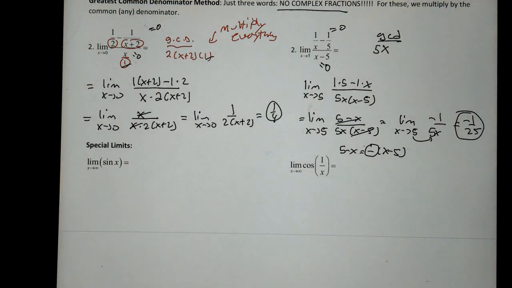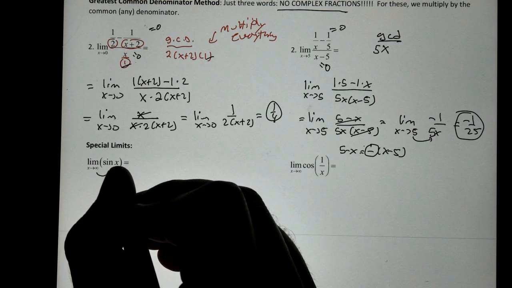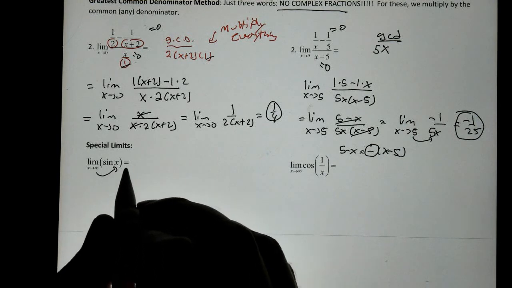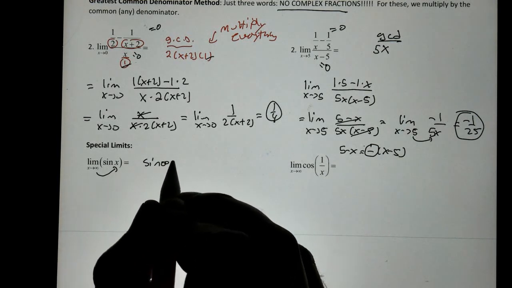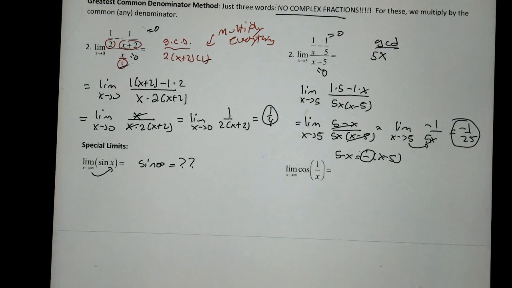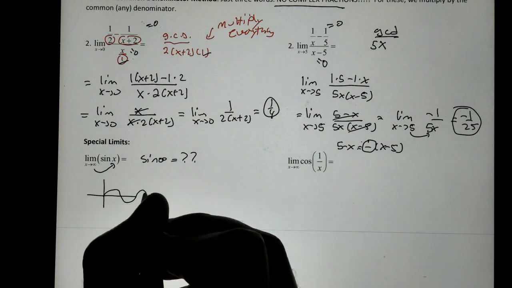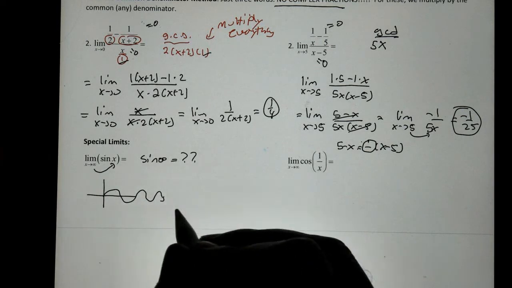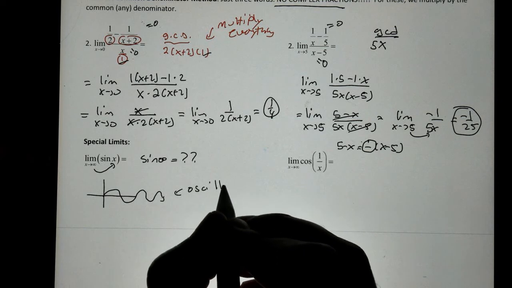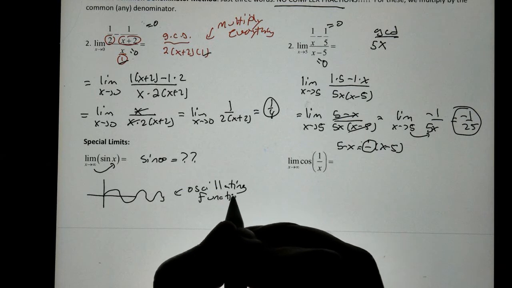The first one being the limit of sine of x as x goes to infinity. Well, when we think about this, if I try to put in sine of infinity, I get nothing. I don't know what that is. But when we think of what the graph looks like of sine of x, it goes like this. It just goes up and down forever. We call this an oscillating function. In other words, it's just going up and down.